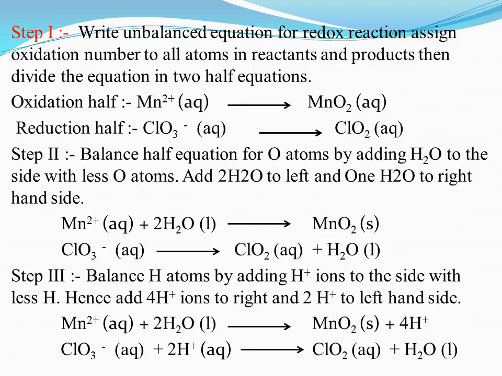In step third, balance hydrogen atoms by adding H+ ions to the side with less H. Hence, 4 H+ ions to the right hand side and 2 H+ ions to the left hand side should be added. Mn2+ plus 2H2O gives MnO2 plus 4H+. ClO3- plus 2H+ gives ClO2 plus 1 H2O molecule.